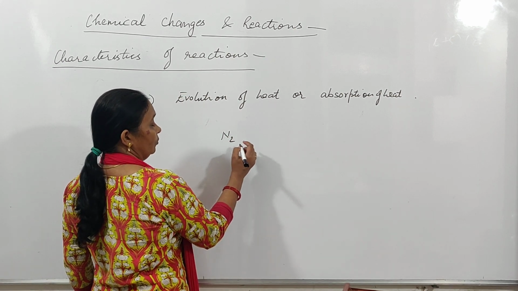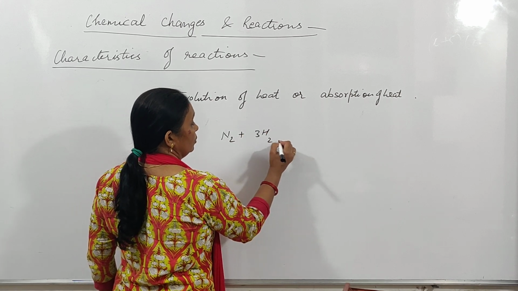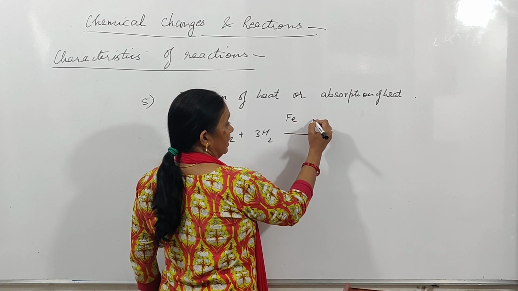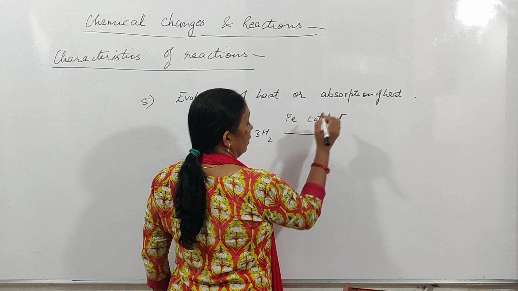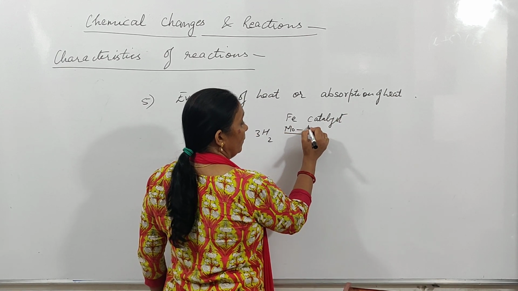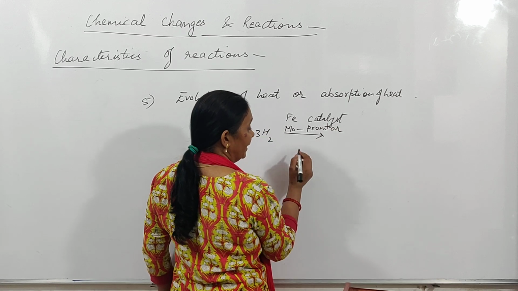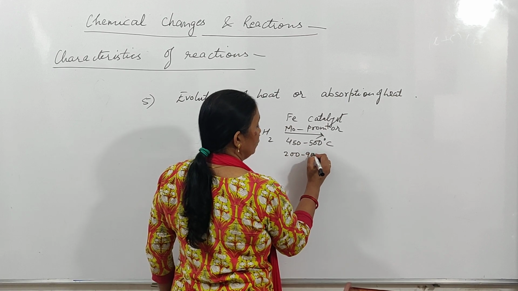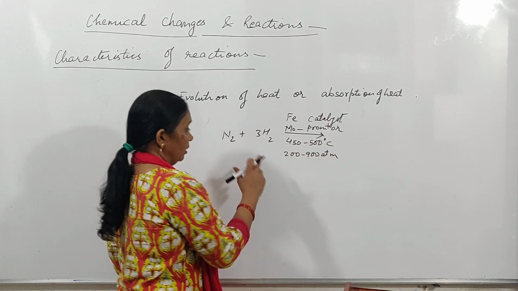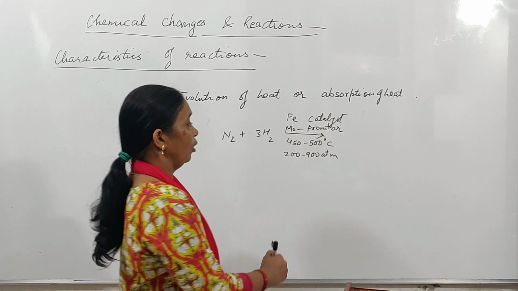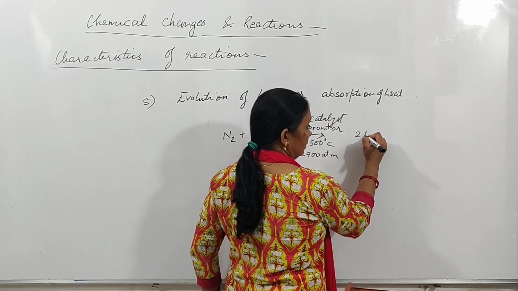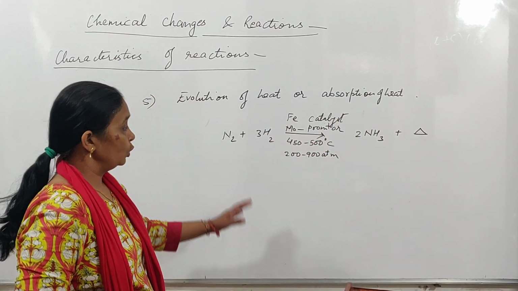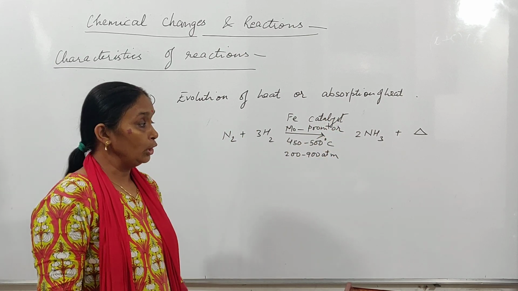Suppose we have a reaction between nitrogen and 3 molecules of hydrogen in presence of Fe catalyst, molybdenum promoter, at a temperature of 450 to 500 degrees centigrade and pressure of 200 to 900 atmosphere. When nitrogen and hydrogen react, they form ammonia gas, and along with that heat is released. So in this reaction you can very well see the evolution of heat.